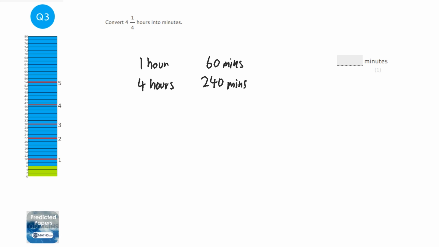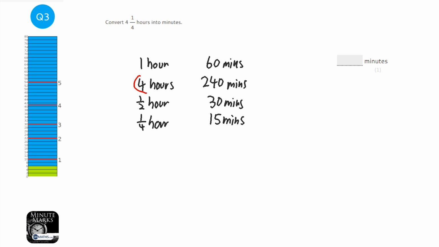Now a quarter of an hour, well, if you think about what half an hour is, 30 minutes, and so a quarter of an hour is 15 minutes. So because this is 4 and a quarter hours, it's going to be 240 minutes plus another 15 minutes. So the answer is going to be 255 minutes.